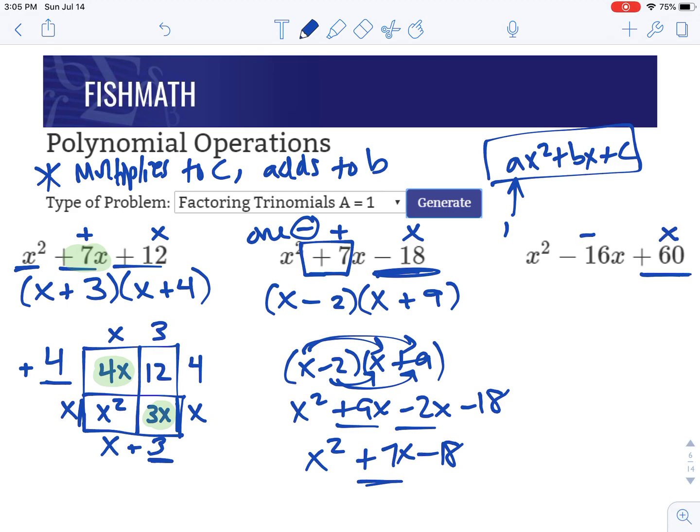Over here we've got a positive product and a negative sum, which is kind of weird, right? How can you multiply to a positive number but have a negative sum? Well, they got to both be negative. This has got to be two negative answers, or negative numbers here.